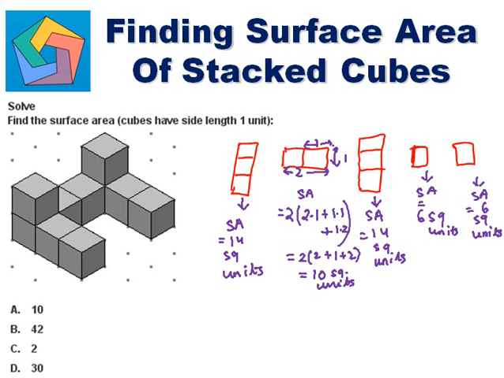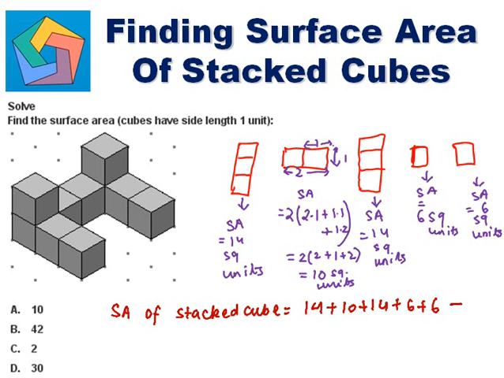Let's add all of them to get the surface area. Surface area of stacked cube will be equal to 14 plus 10 plus 14 plus 6 plus 6. Now minus, when we join this figure we will have some common surfaces. So when this is joined with this, we will have two surfaces in common. Then when this is joined here with this, again two surfaces are common. Then when this is joined with the single cube, two surfaces are in common, and when this is joined with this, two surfaces in common.